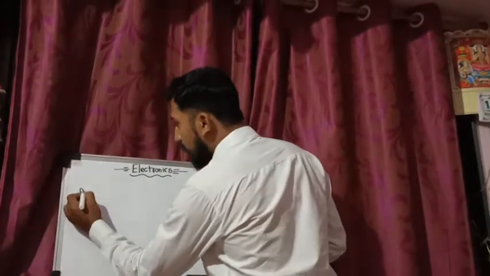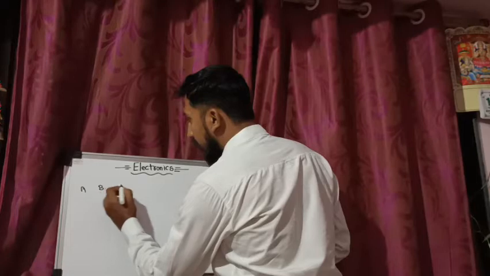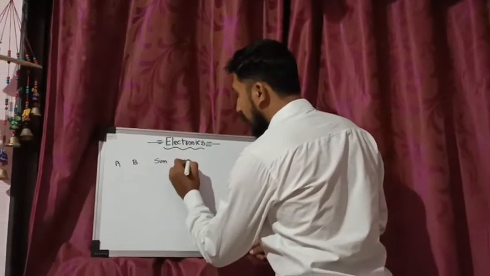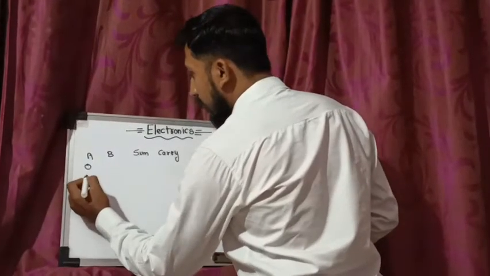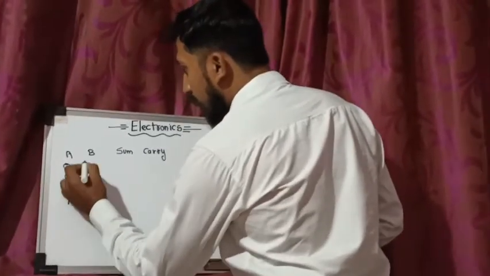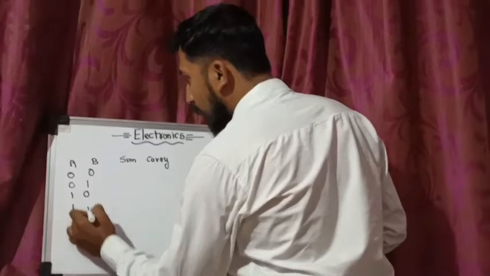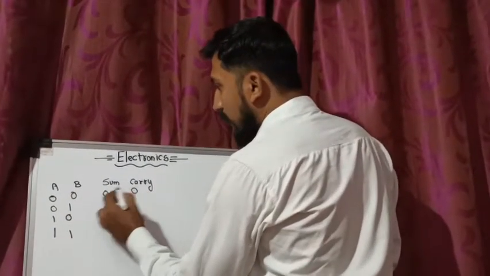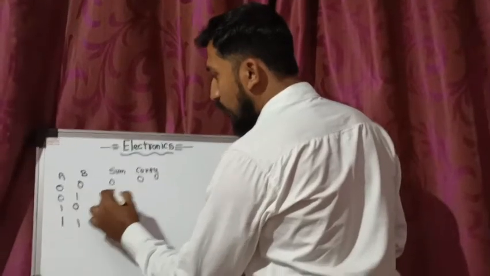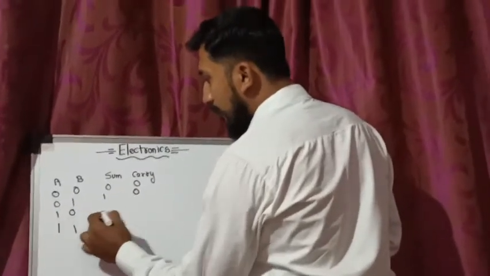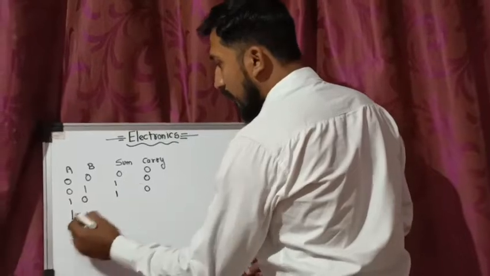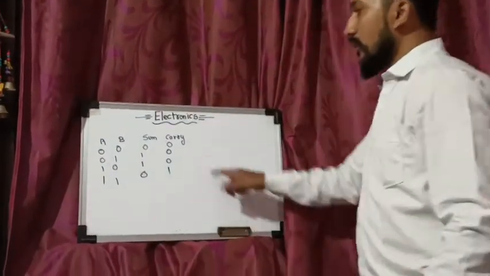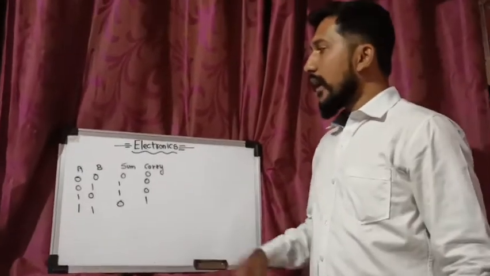Suppose there are two inputs A and B. So it will have a sum and a carry. There are four possible conditions: 0 0, 1 1, 0 1, 0 1. So what is 0 plus 0? Sum 0, carry 0. What is 0 plus 1? Sum 1, carry 0. What is 1 plus 0? Sum 1, carry 0. And the last one, 1 plus 1, sum 0 and carry 1. So these are the rules for binary addition.